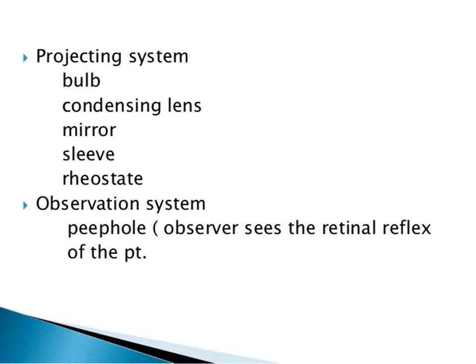The projecting system includes a bulb, condensing lens, mirror, sleeve, and rheostat. The observation system includes a peephole through which the observer sees the retinal reflex on the pupil of the eye.